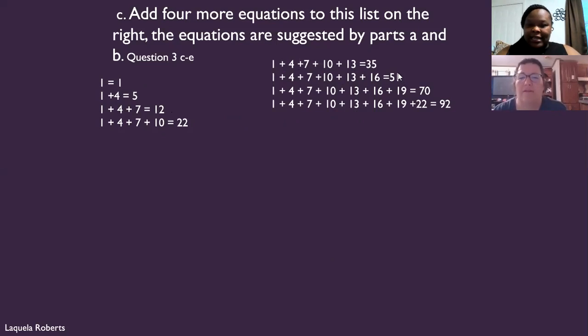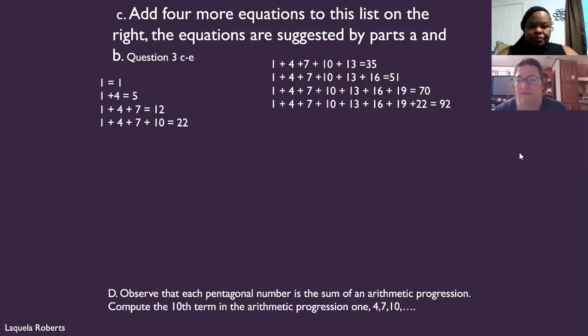A lot of numbers, I know. 1 plus 4 plus 7 plus 10 plus 13 plus 16 plus 19 equals 70. And 1 plus 4 plus 7 plus 10 plus 13 plus 16 plus 19 plus 22 gives us 92.